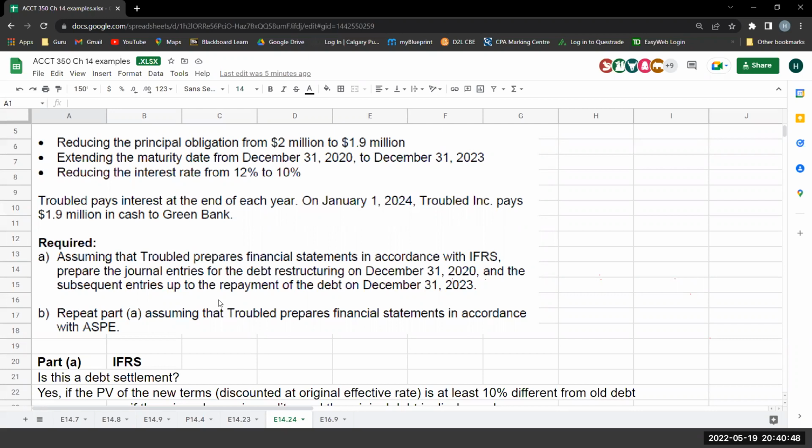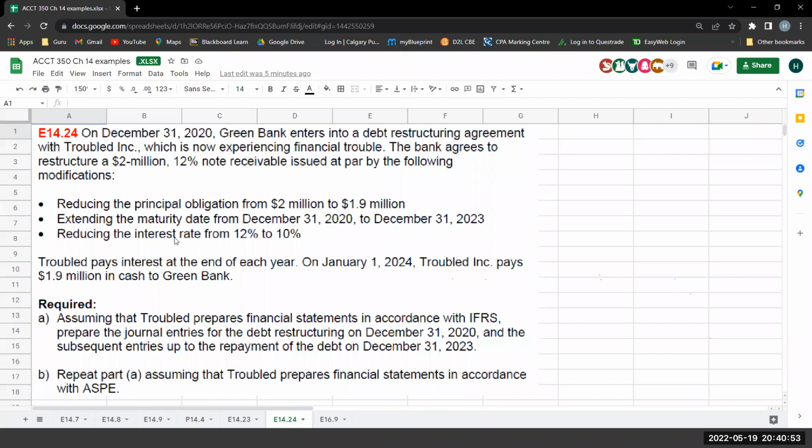But the bottom line is, whenever you have changes in the terms of the loan, what you need to do is calculate the present value of the note, right? The present value of the loan, using the original effective interest rate. So IFRS says, use the original effective rate. Now, the original effective rate was 12%.